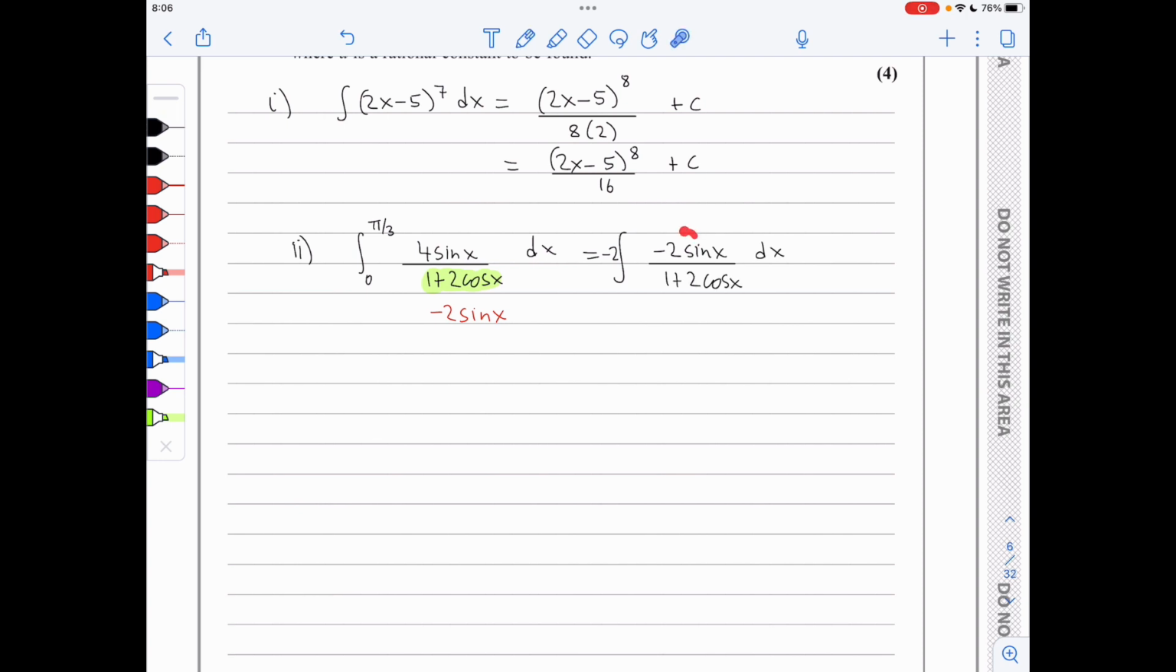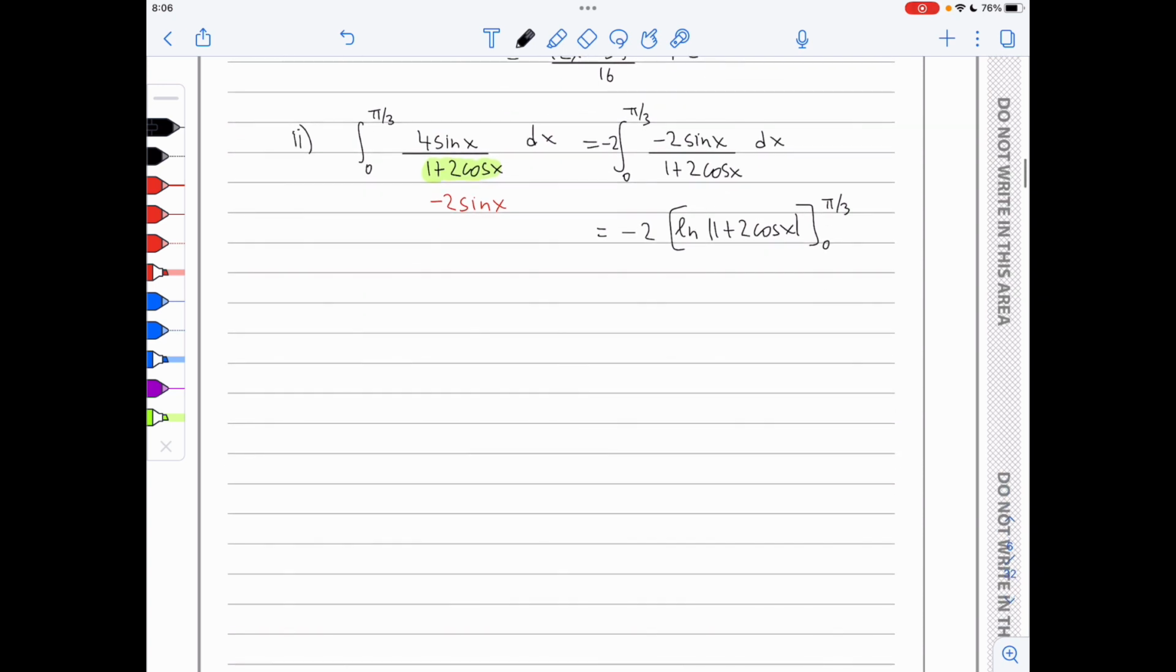And now that the numerator is a derivative of the denominator, this simply means that the integral is minus 2 ln of 1 plus 2 cos x from 0 to pi over 3. We are obviously in radian mode because it's an integral. I will substitute the upper limit to get minus 2 ln of 1 plus 2 cos of pi over 3, minus minus 2 ln of 1 plus 2 cos of 0.